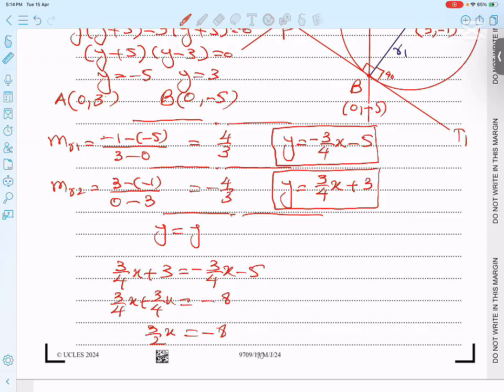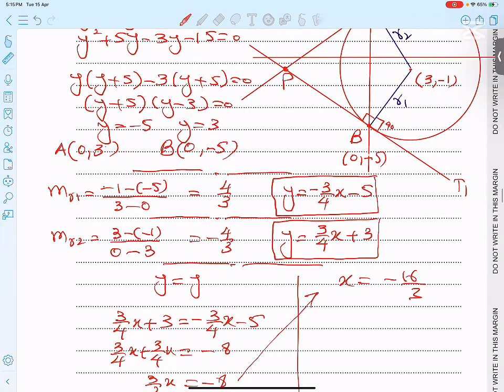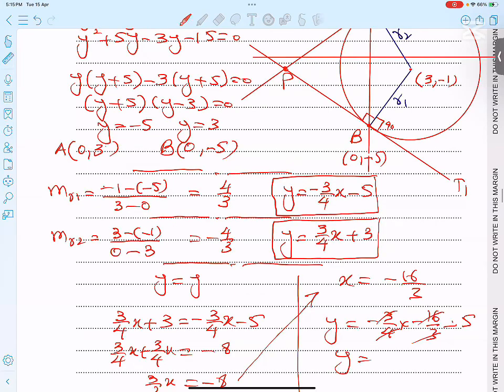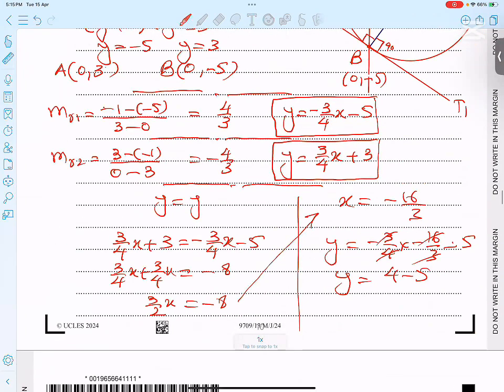so it's coming to 16/3. Let me check again. 16/3. So I think the point is very clear, and -16/3. All right, and when I plug this x coordinate into any one equation, I think it is better to put it in the upper one. So I have y value, -3/4 times -16/3 and -5. This cancels. I got +4 -5, and the y coordinate becomes -1.